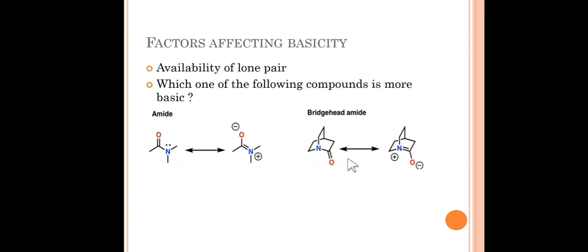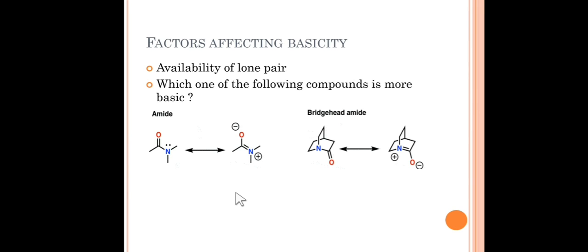Now as you know, amides are neutral compounds because the lone pair on the nitrogen is delocalized in the carbonyl group. So even though we have an amide, can you explain which one of the following compounds is more basic? This one is an amide and this is a cyclic amide. So this is a simple amide and this is a bridgehead amide. Among these, which one will be the more basic?